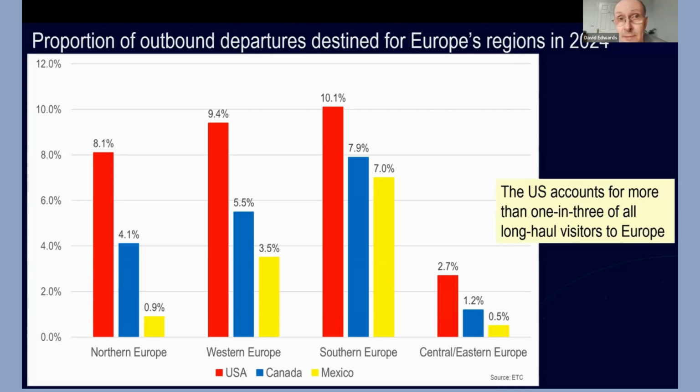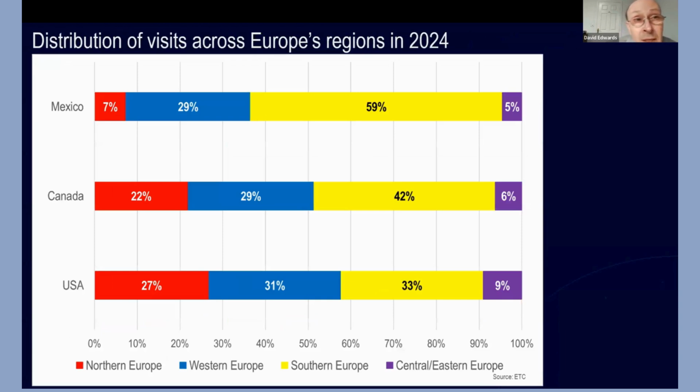Let's switch things around a bit though and think about what's the importance particularly of the US for inbound tourism to Europe? And the US accounts for more than 1 in 3 of all long-haul visitors into Europe. So we really get a scale of how important the US is. What about the distribution of visits to Europe? So this is effectively the same data but being presented in a slightly different way.